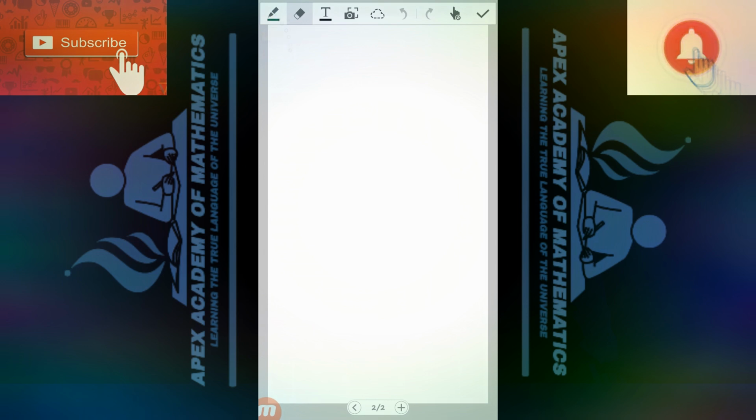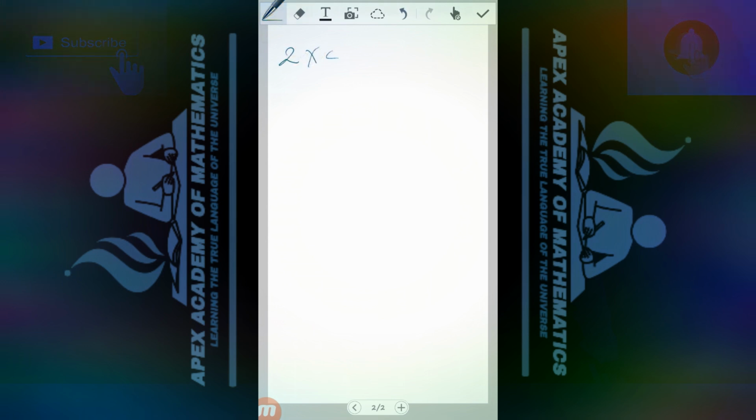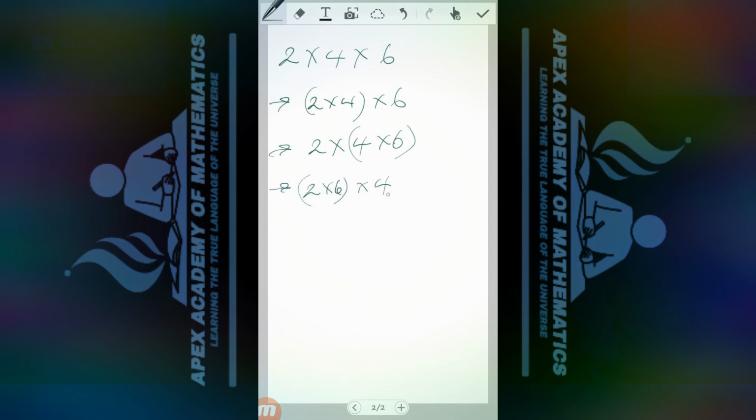If I have, for example, 2 times 4 times 6, one way of doing this is to say 2 times 4, associate those two numbers, then multiply that product by 6. Or I can simply say 2 times, and associate the 4 and the 6. So I can find the product of 4 and 6, then multiply the result by 2, and of course I can simply find the product of 2 and 6 and then multiply the result by 4.